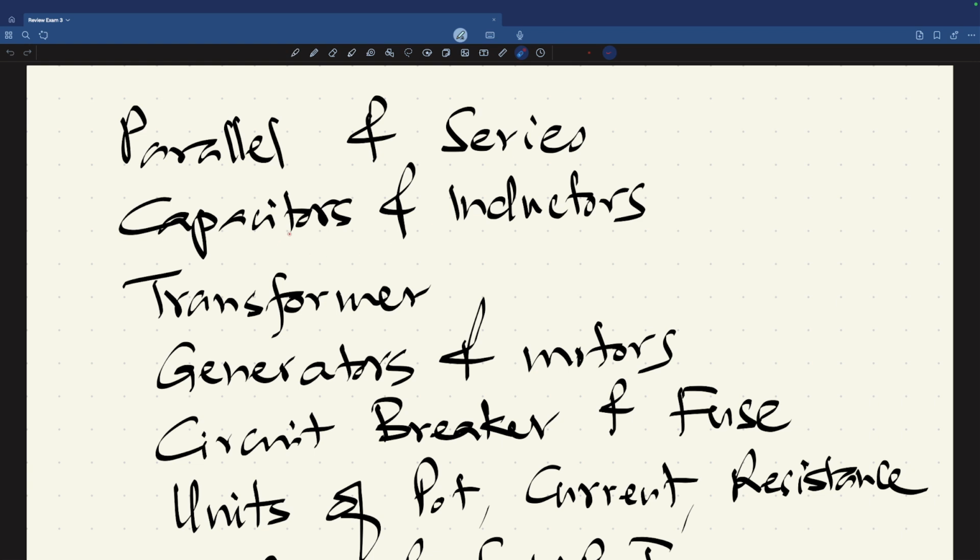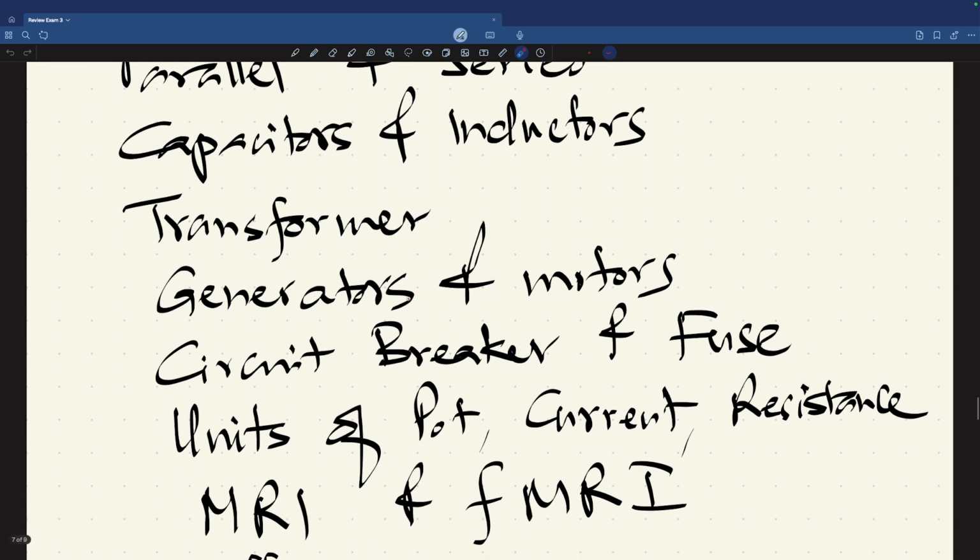Capacitors store electrical energy in the form of an electric field. Inductors store electrical energy in the form of a magnetic field. So you see the difference? Both store electrical energy, but capacitors store it as an electric field. Inductors store it as a magnetic field. What does a transformer do? It changes voltages. It can either increase or decrease voltages.